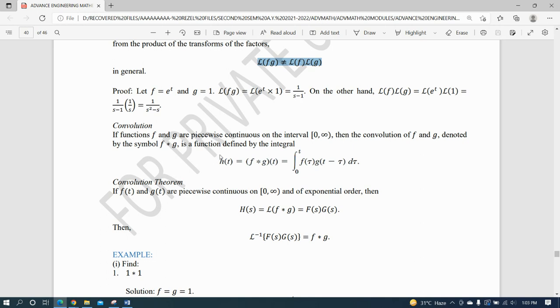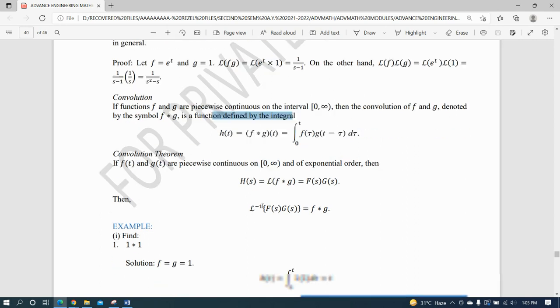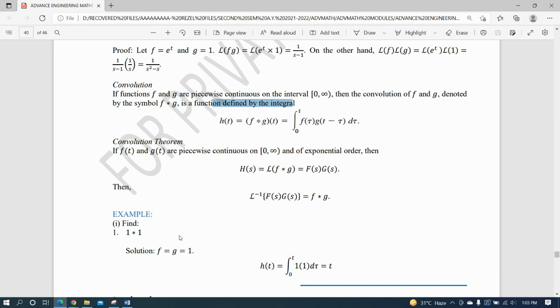So, first, let's have examples involving convolution lang. Okay? So, hindi pa si convolution theorem. Si convolution theorem is actually ginagamit natin involving inverse Laplace transform. Okay? So, we have here convolution of two functions. We have g is equal to 1 and f is equal to 1.